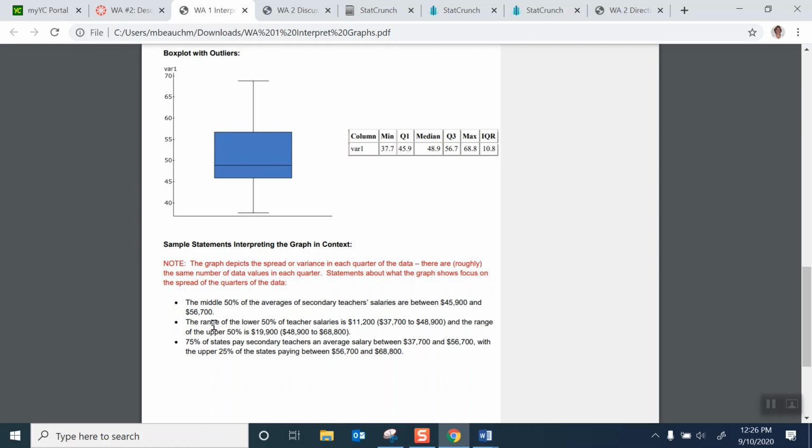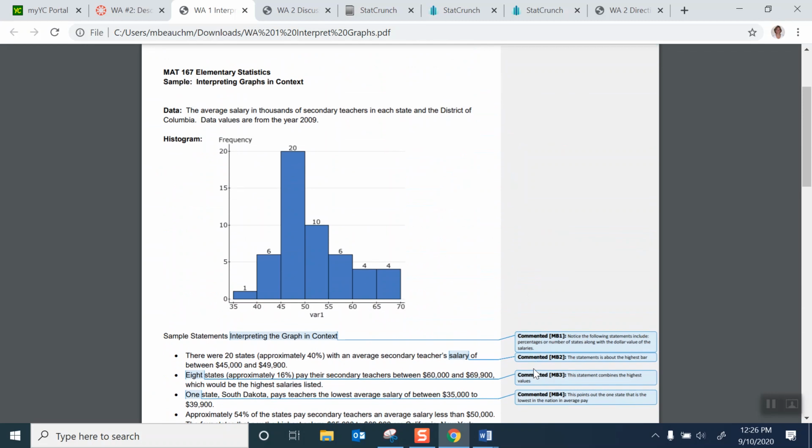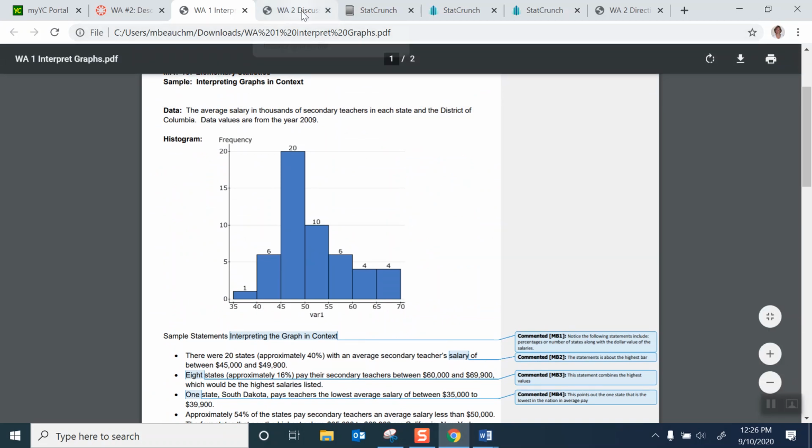You can talk about the range of the quartiles. You can talk about the third quartile is the 75th percentile. So you could say something like 75% of states pay secondary teachers an average salary between 37,700 and 56,700, with the upper 25% paying between 56,700 and 68,800. So those are some examples of interpretive statements for your box plot and for your histogram, and those are already in Canvas so that you can see. So that should help you with the discussion board interpreting.